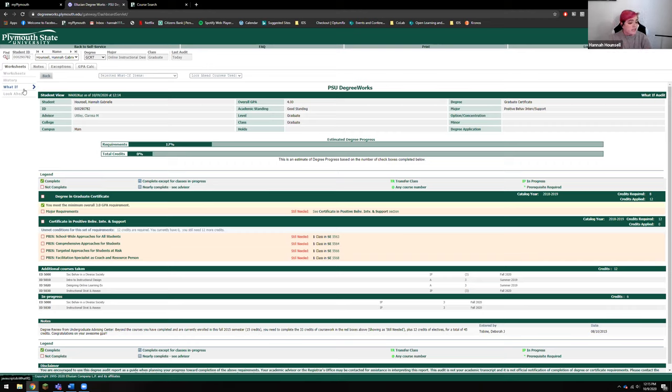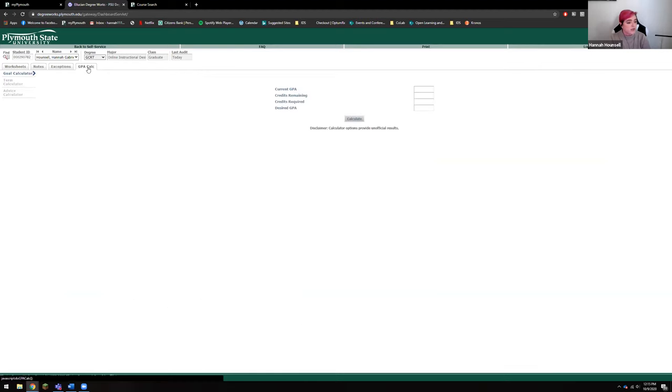Another really handy tool that DegreeWorks has is this GPA calculator that you can see at the top here. And that is especially helpful for students coming in who are experiencing academic difficulties, who maybe are on academic probation, and they really like to know what grades they need to make in their courses in order to have more academic success.